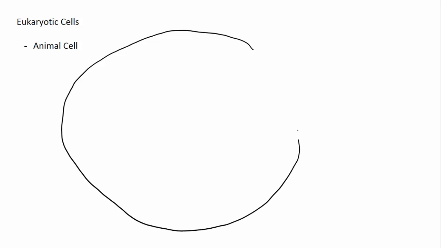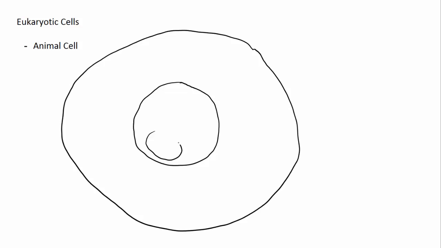So let's take a look at an animal cell. This time I'm going to start by drawing a rough circle shape, which is going to represent my cell membrane. Inside of that, the most obvious structure is going to be my nucleus with a nucleolus. Kind of looks like a fried egg.